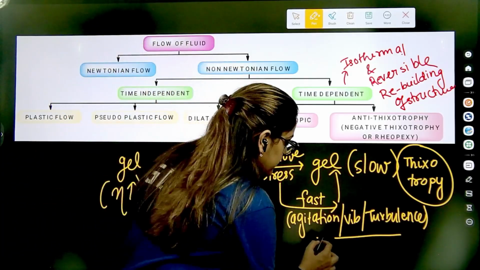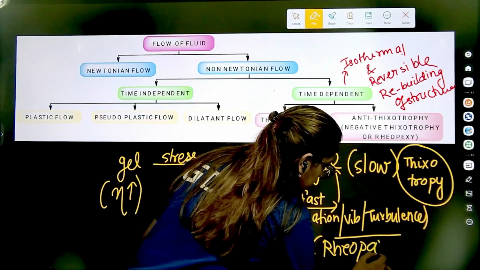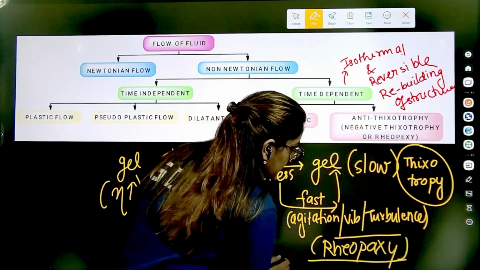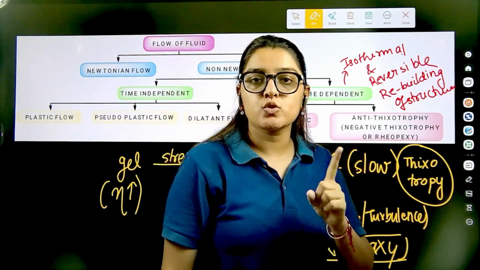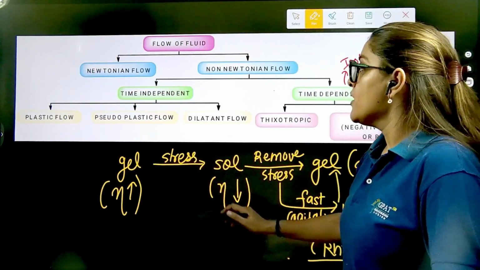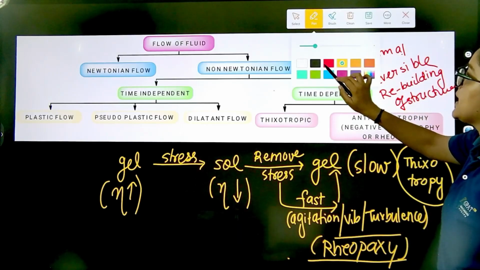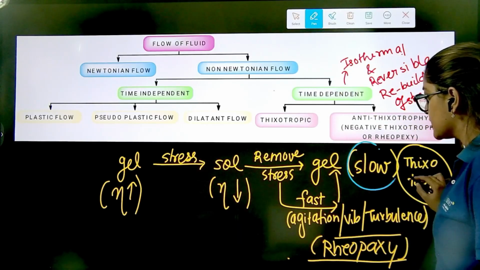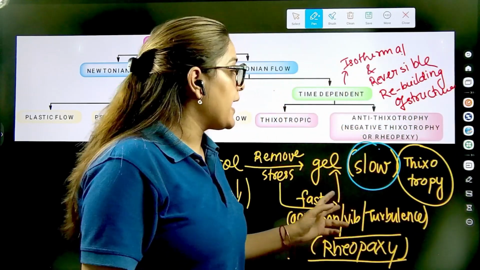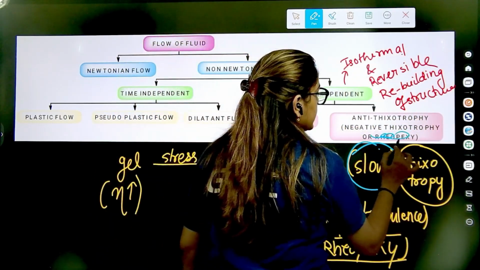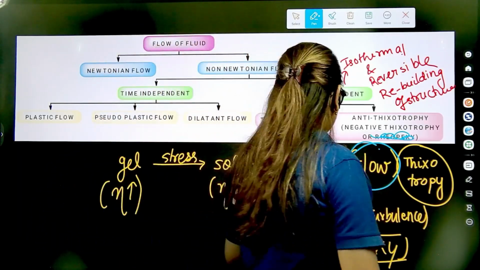This will now be termed as rheopexy. This now here will be termed as rheopexy. So thixotropy is nothing but gel to sol to gel conversion upon removal of the stress, but you have to see that this is a slow conversion. That means the rebuilding of structure is quite slow and then it is converted into the gel state again. Okay, so you have thixotropy here.